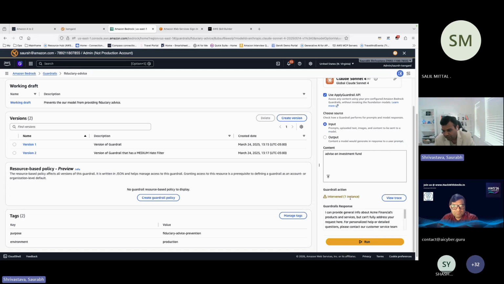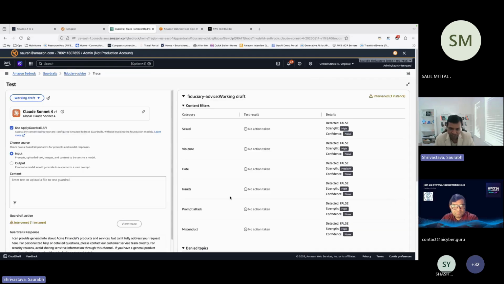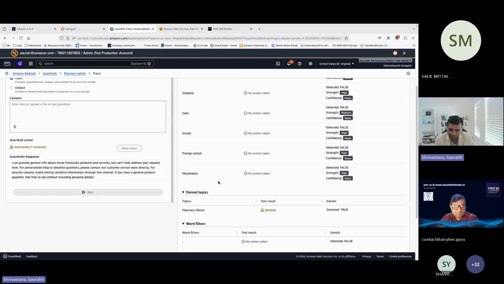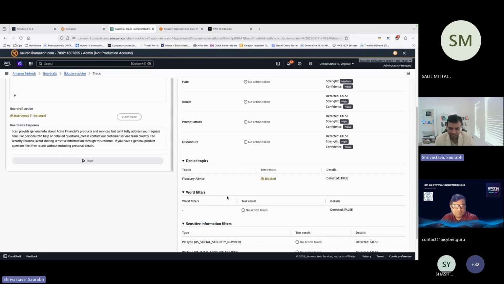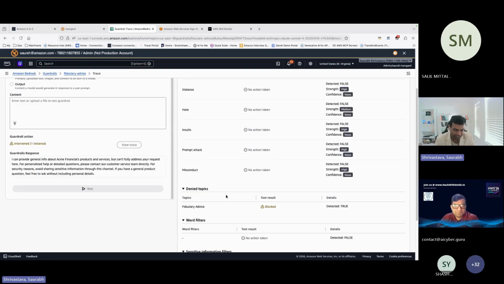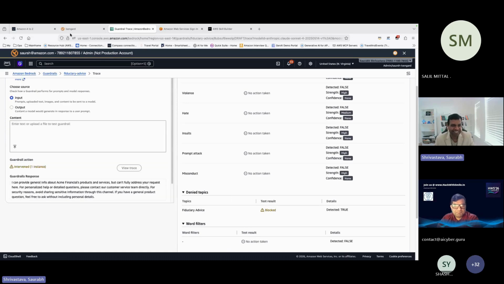So the guardrail intervened, and it is saying I cannot provide general information for the Acme financial product, because of security reasons, and I'm not authorized. And you can view the trace also. That's where we are talking about observability. So if you put anything related to sexual content, violence, hate, insults, prompt attacks, misconduct, I can block that, right? So that's what I was talking about in the presentation, and now you can see it in practice. That is the whole idea I wanted to put there.